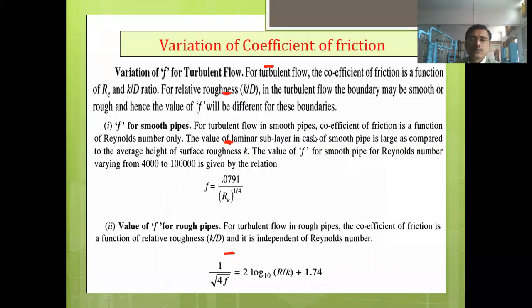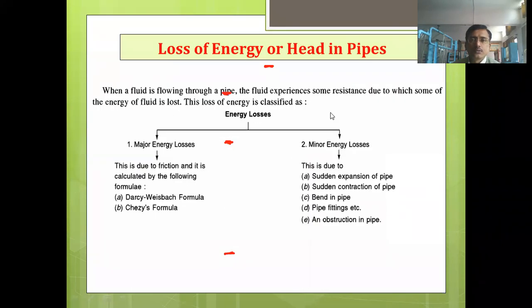So now we will see the next point: loss of energy or loss of head in pipes. This may be a familiar part to you. You might have heard about minor losses, major losses somewhere. Have you heard this? Head loss due to friction. As you are first year students, you might not have heard about this, so let us understand this and we will move ahead.